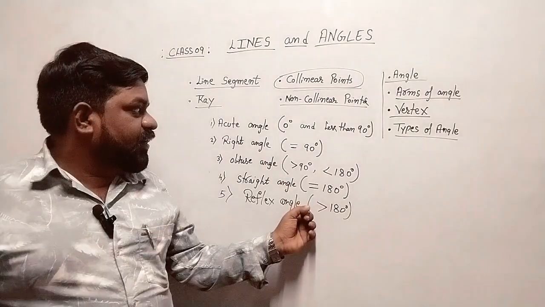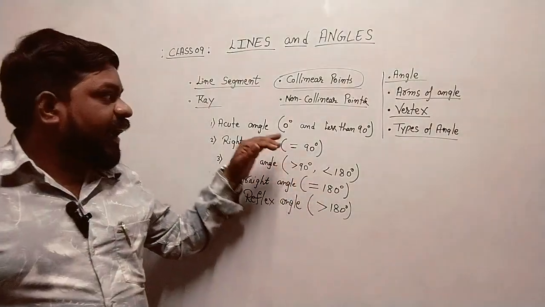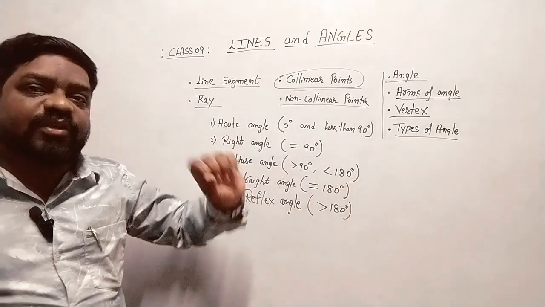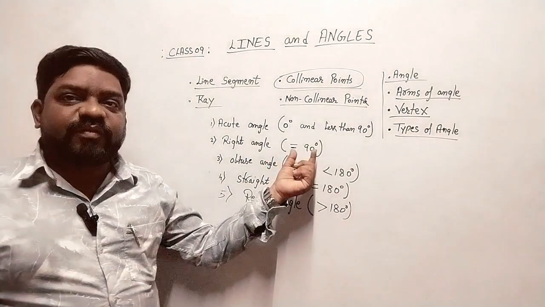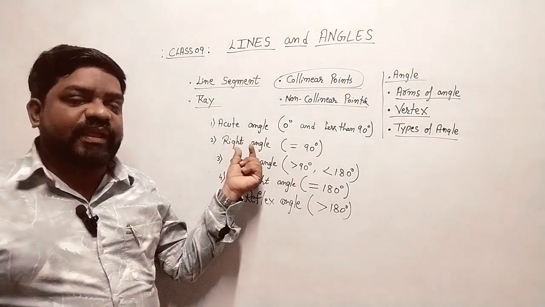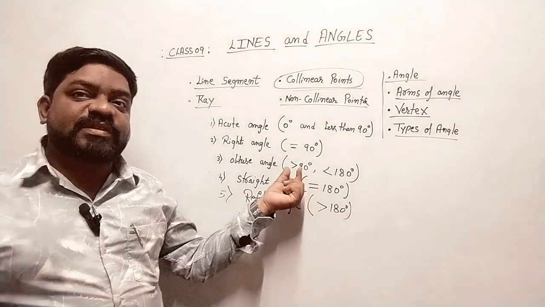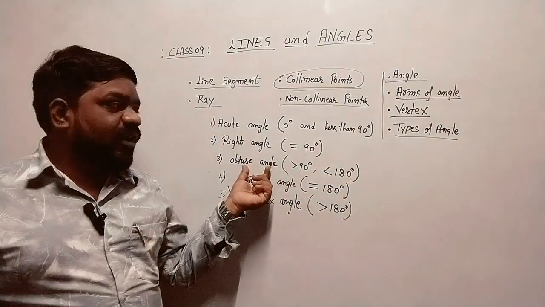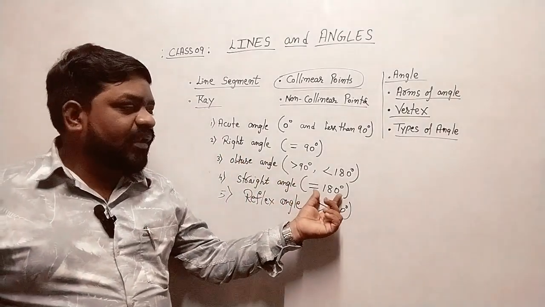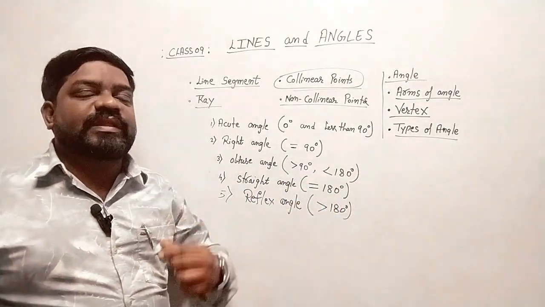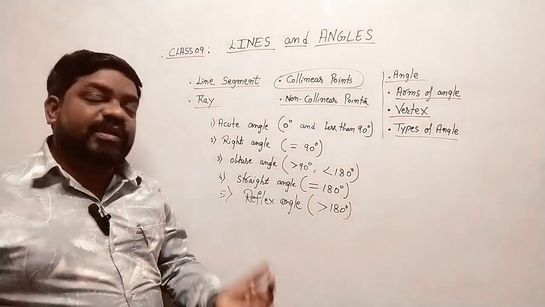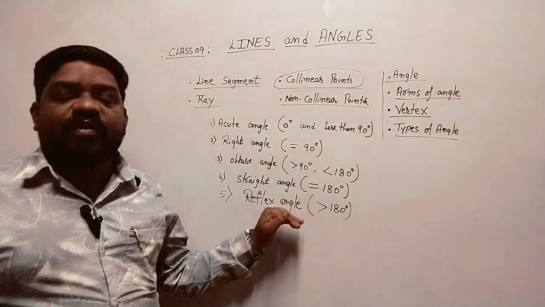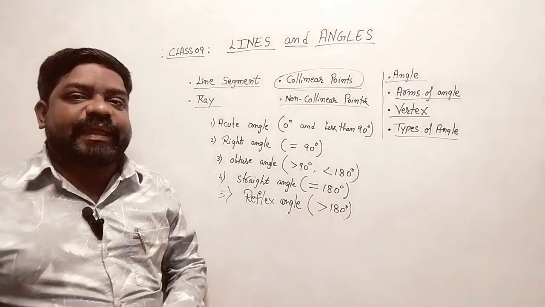So these are the types of angles. The angle that measures between 0 and less than 90, we call an acute angle. An angle equal to 90 degrees is a right angle. The measure of an angle which is greater than 90 and less than 180 is an obtuse angle. An angle which measures equal to 180 degrees is a straight angle. An angle which measures greater than 180 is a reflex angle.